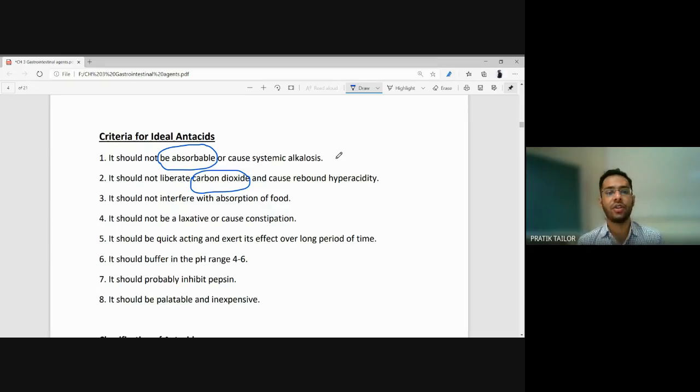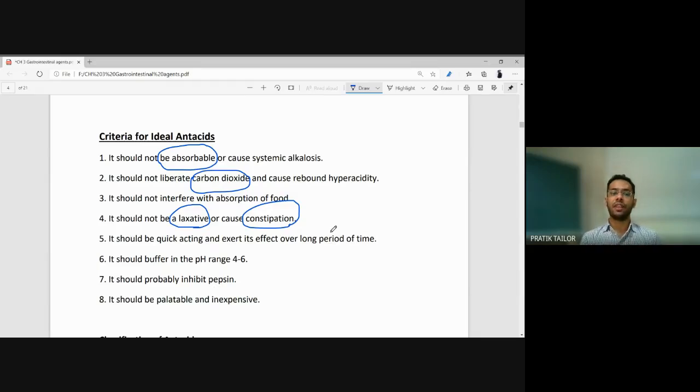It should not interfere with the absorption of the food. It should not have any side effect like laxative action, or cause constipation. It should be rapid in action, and it should also give the effect for a longer period of time, because the gastric acid secretion process is quite continuous.